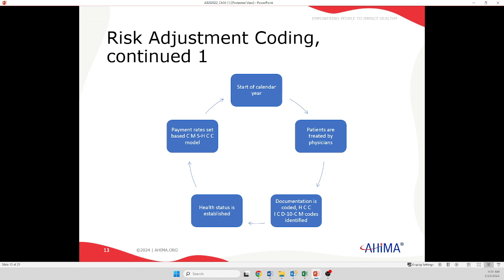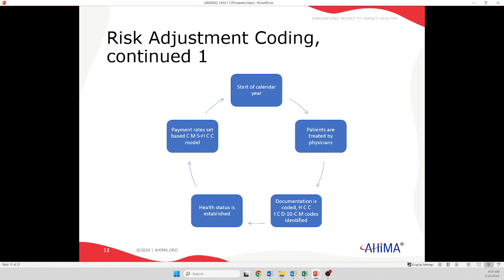So again, this is what we're looking at here. We have our ICD-10-CM code. So we have the beginning of the year, patients are treated, documentation is coded, the HCC ICD-10-CM codes are identified, your health status is established, your payment rates are set, and it goes around in a circle. So the year before is what we call your prediction year. The year that this is looking at is called your base year. So we have a base year, which is the first year. And then the next year, what we're doing is looking at your risk.